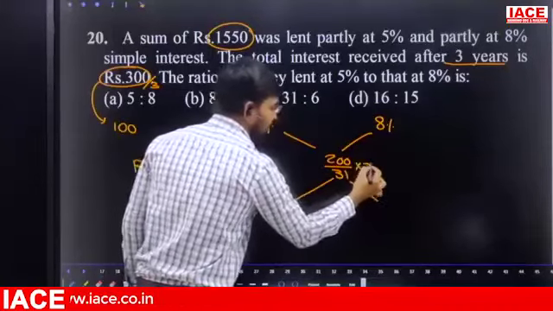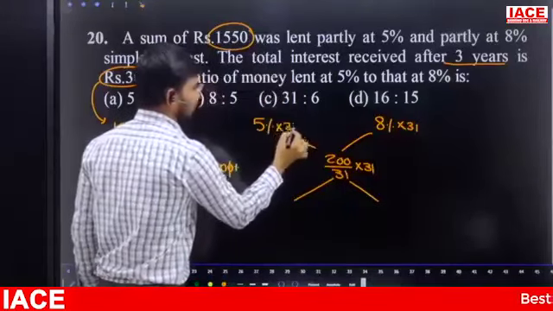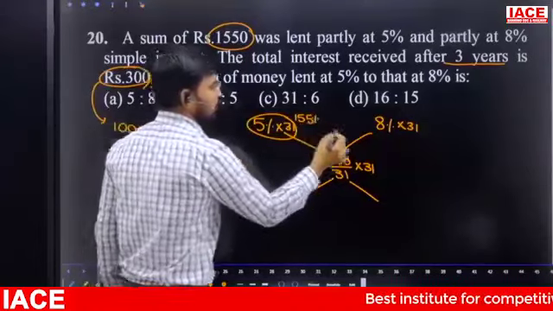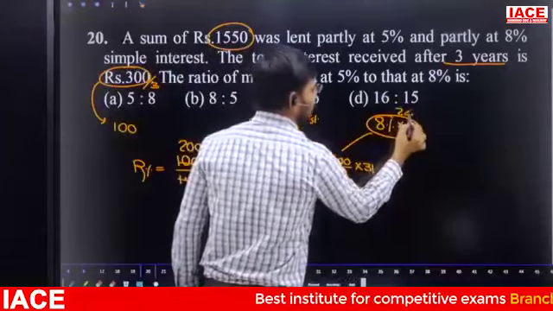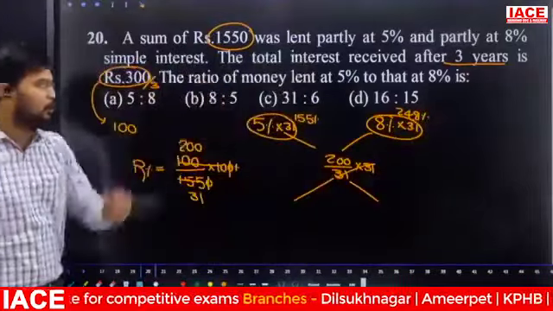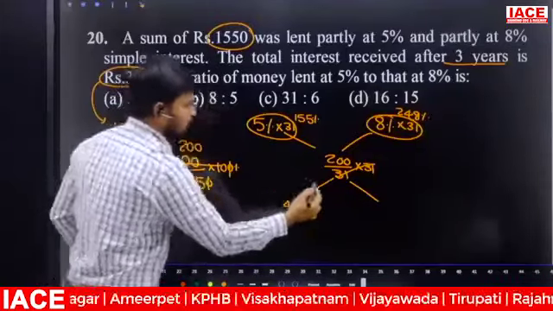Each one multiplied by 31. So 31 5s are 155, this is 155. 31 8s are 248, this is 248, and this is 200. 200 is in between 155 and 248. The difference is 48, and the other difference is 45.